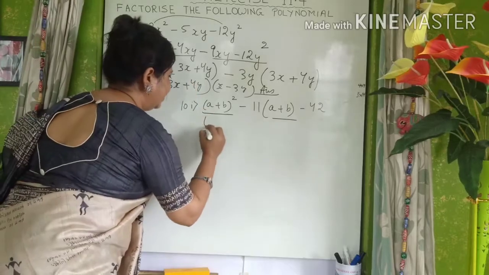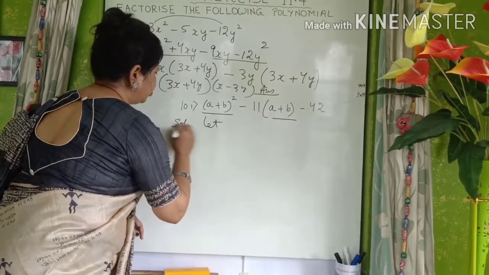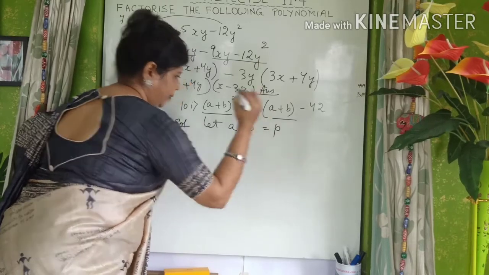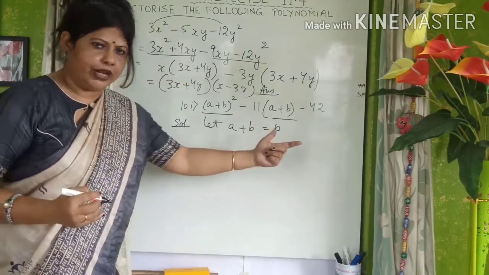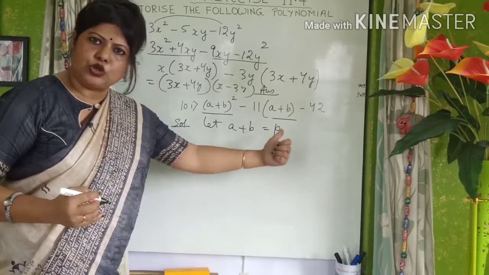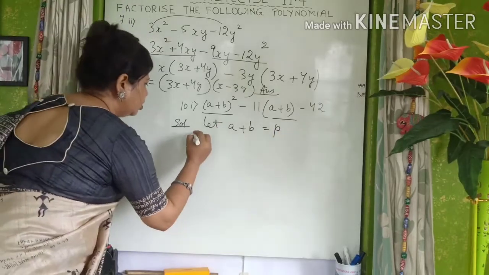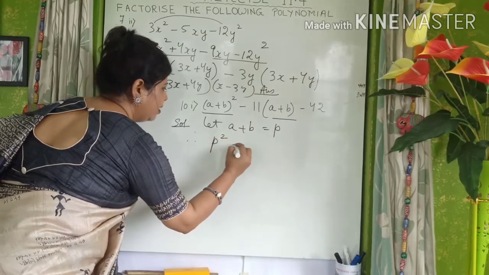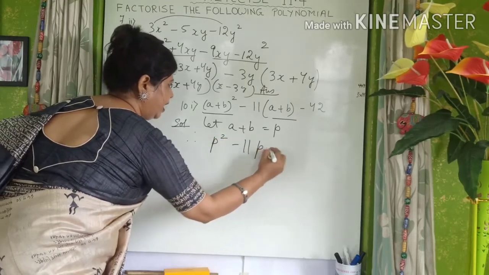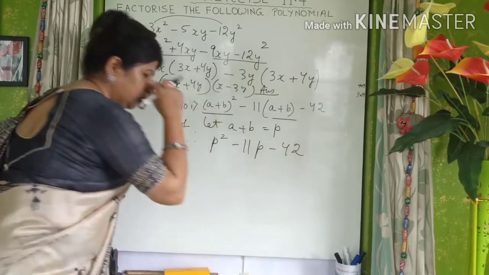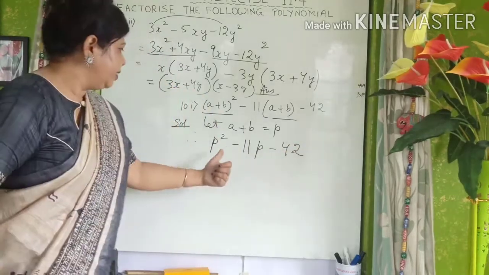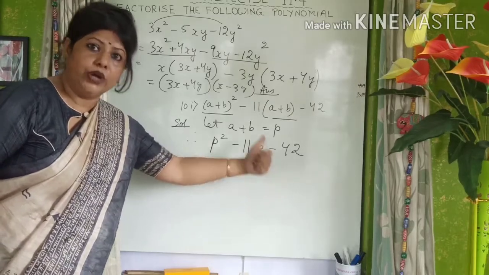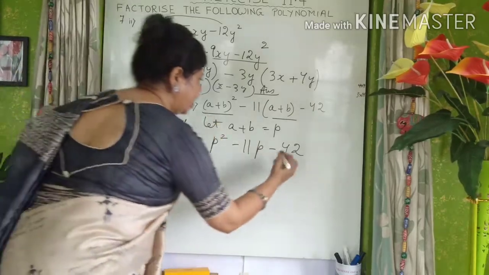So we write, let a plus b equals to p. Any literal you take. Let a plus b equals to p. Therefore, you get back the expression as p square minus 11p minus 42. Follow? So what we get? P square minus 11p minus 42. Now you solve. Solving is very easy.